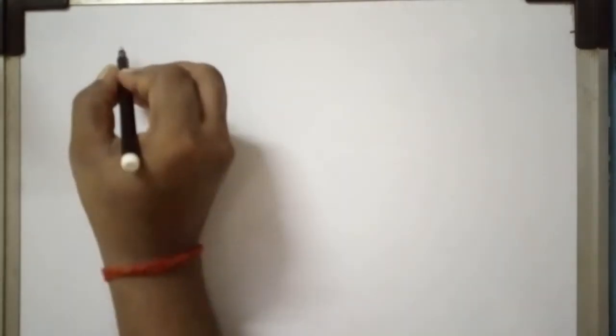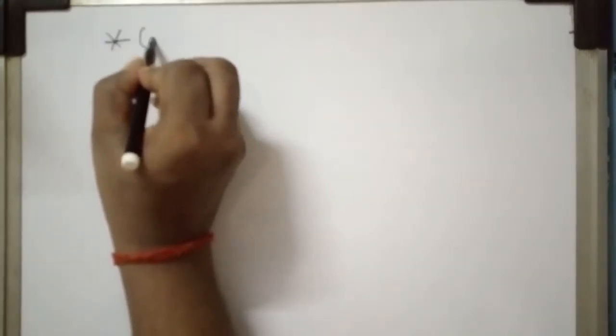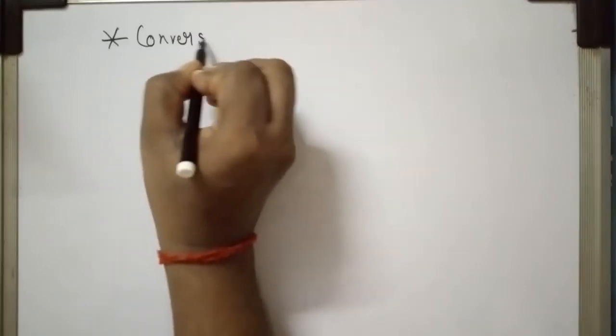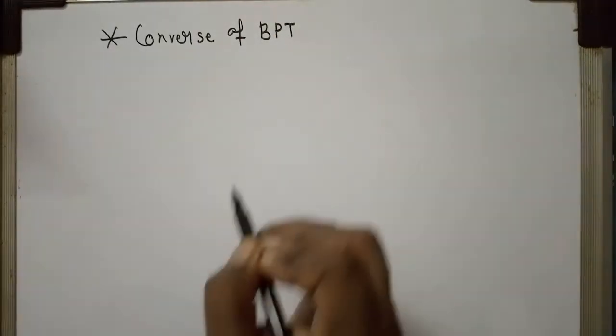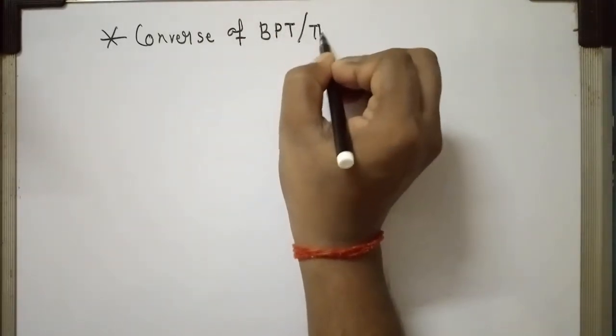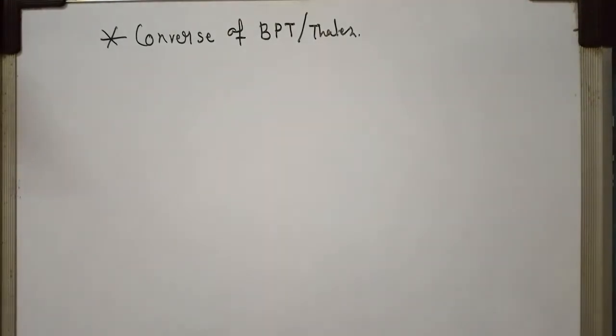Hello, welcome back everyone. In the last video I explained the basic proportionality theorem, which is also known as Thales theorem. In this video we will learn the converse of BPT, the converse of Thales theorem. As I repeat, we are talking about the converse of BPT, basic proportionality theorem, and this BPT is also known as Thales, so I'm writing converse of Thales theorem.